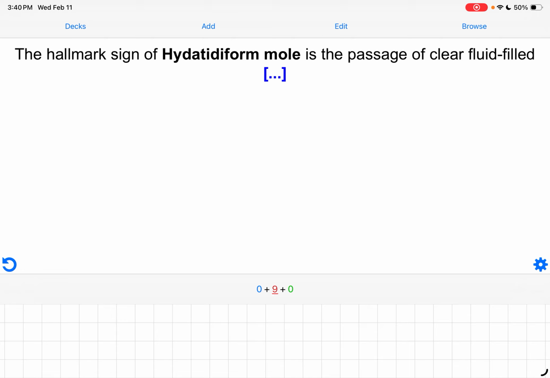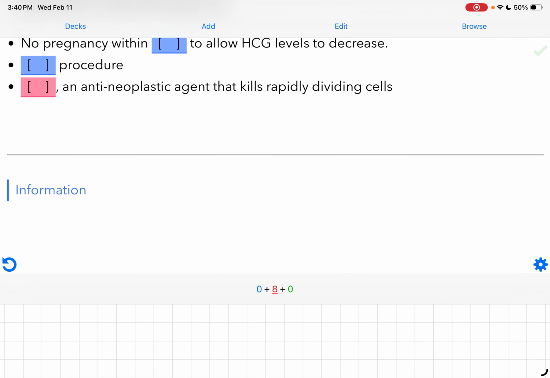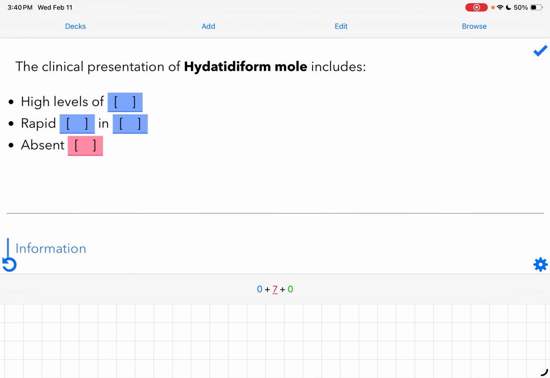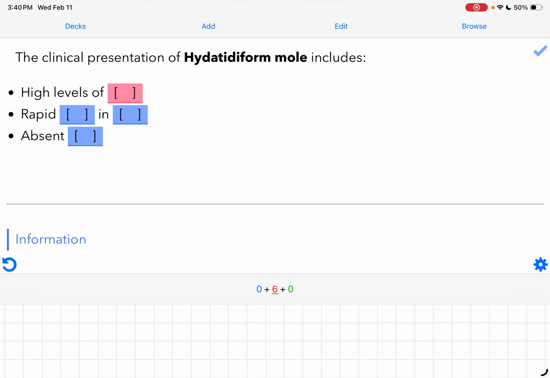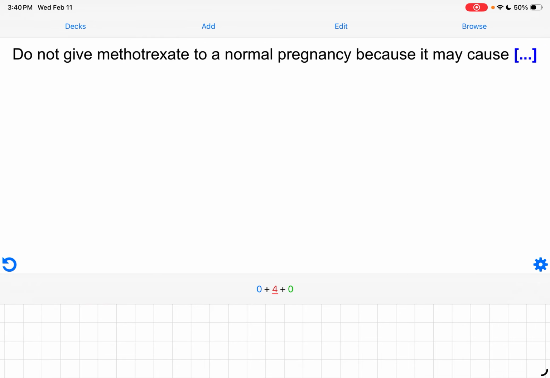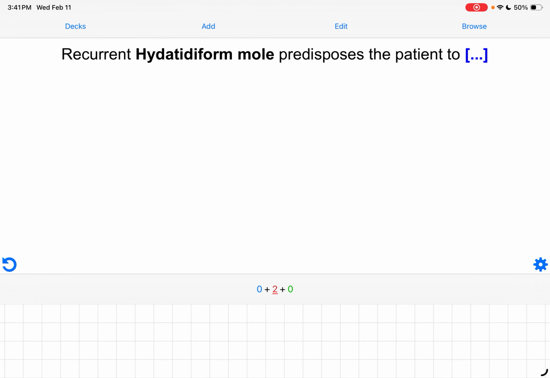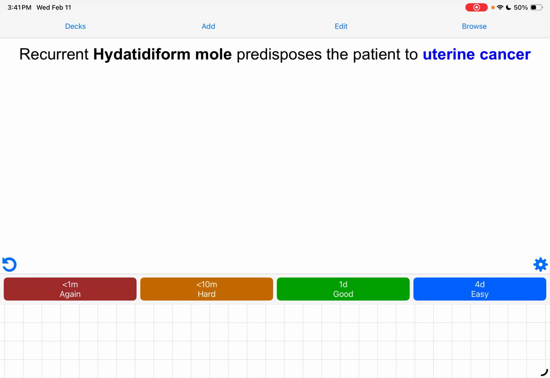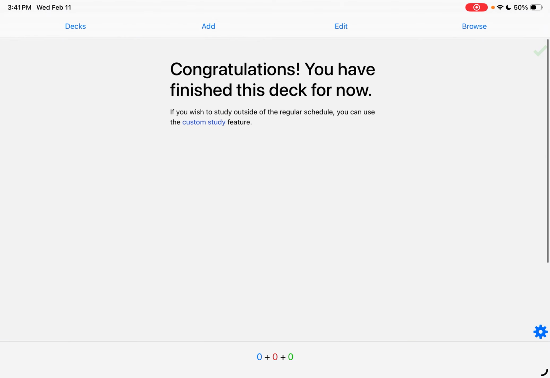So the hallmark sign of hydatidiform mole is the passage of clear, grape-like vesicles. Rapid enlargement of the fundic height. Methotrexate, absent fetal heart tone. High levels of HCG, no pregnancy within 1 year. Do not give methotrexate to a normal pregnancy because it causes abortion. Procedure, D&C. Recurrent hydatidiform mole predisposes the patient to uterine cancer.